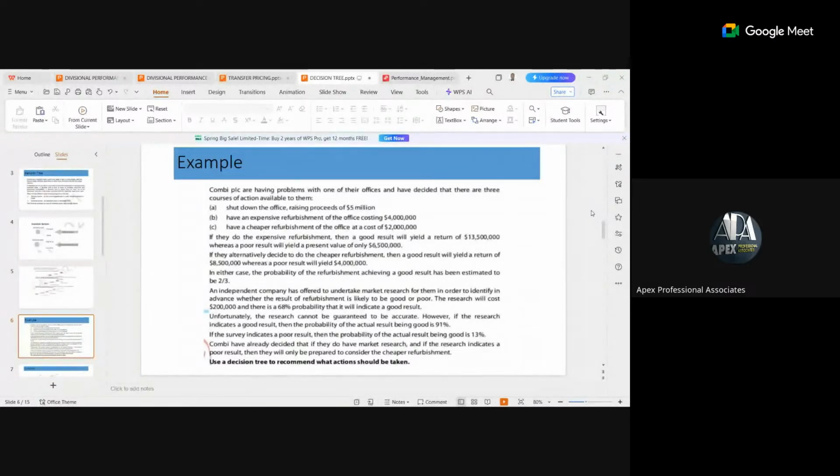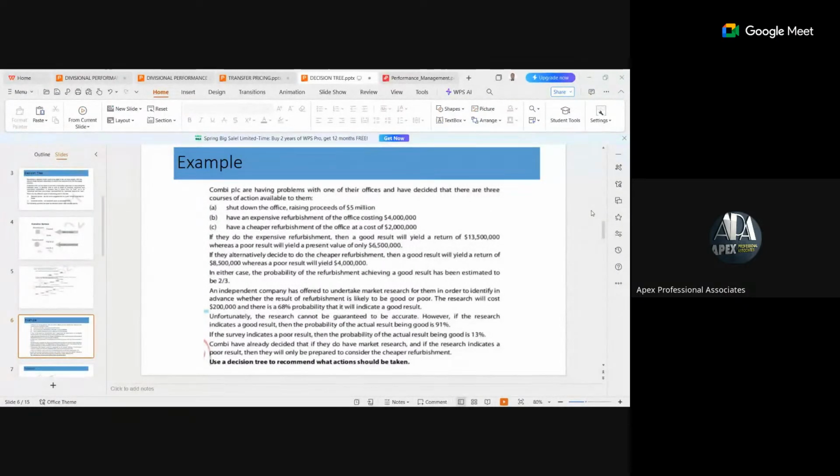So from the good result, we make a choice. We make a decision. That is the number 2 decision from the market research. The 2 chances, good and bad. From good, we make a decision of either to engage in expensive refurbishment, or to engage in a cheaper refurbishment, or to shut down. Now, take note. If you are engaging in expensive refurbishment, it will result into good or bad again.